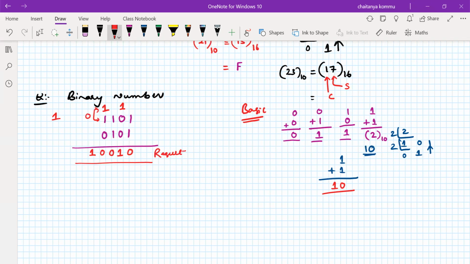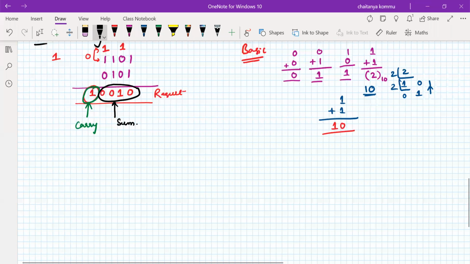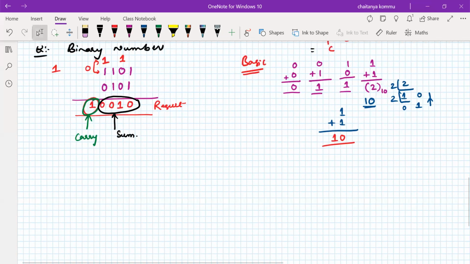Out of this, the 1 we can call the carry, and this one we can call the sum. That's what we have to do in the addition operation. So let us go for subtraction. Here care is required.